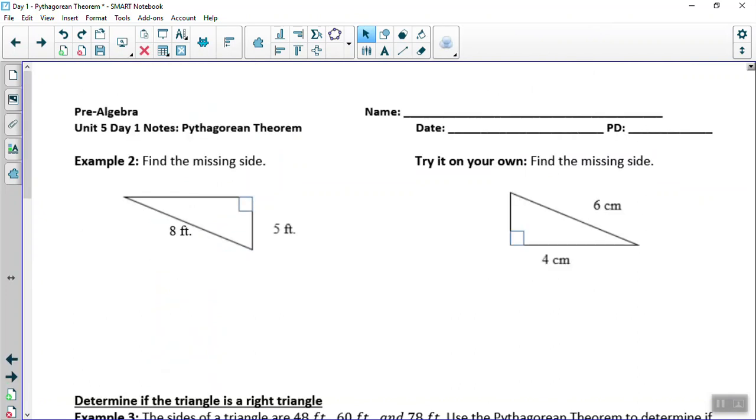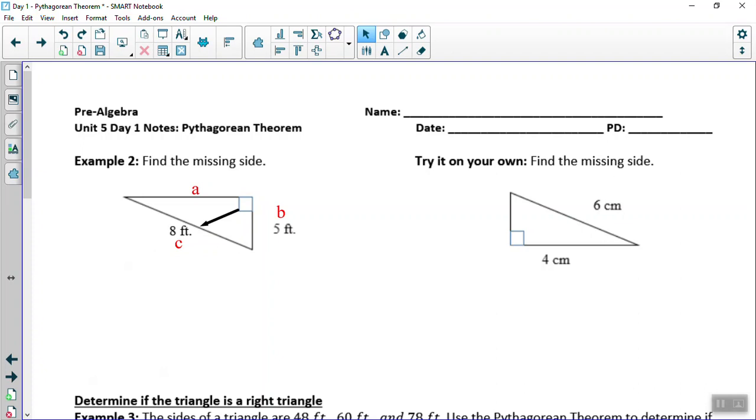All right, find the missing side. Again, this time we just have a different side that's missing. So once again, we're going to identify who our A, who our B and who our C is. I always like to start with C. So C is across from my right angle, so this time my C is 8. So we have our C value. Now it doesn't matter which one is A or B. I just happen to call this one A, and I called this one B. But you could have called this A and this B. You will get the same answer either way.